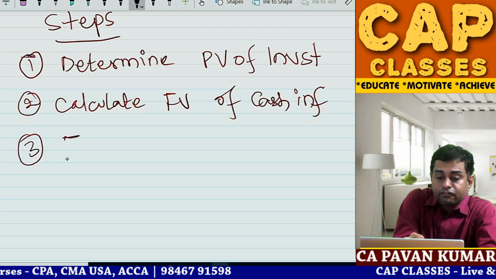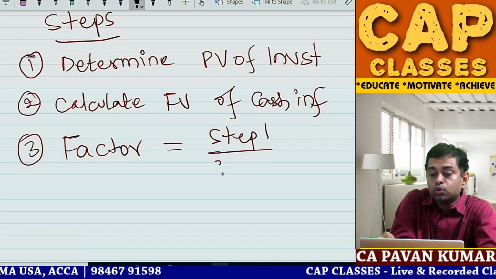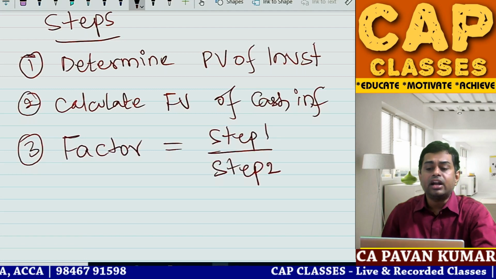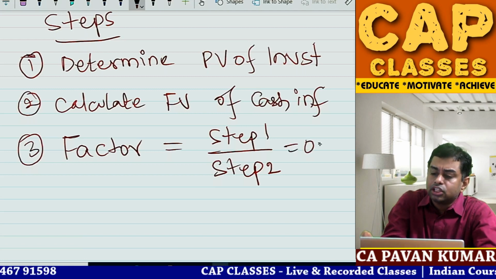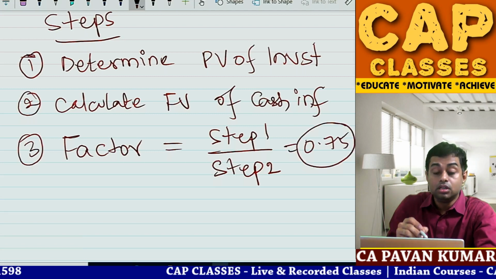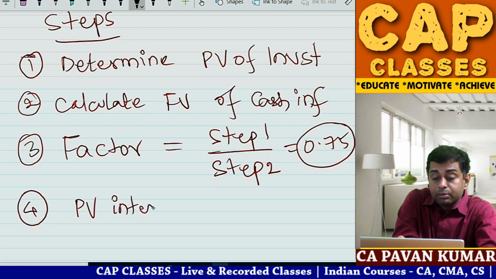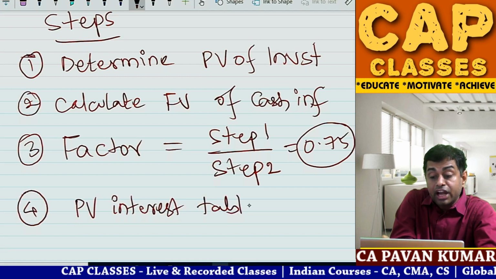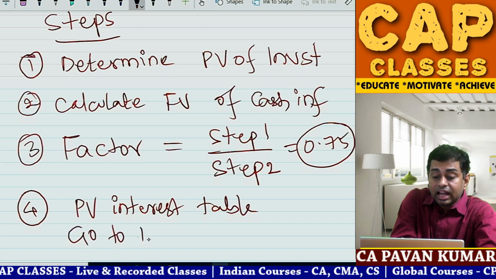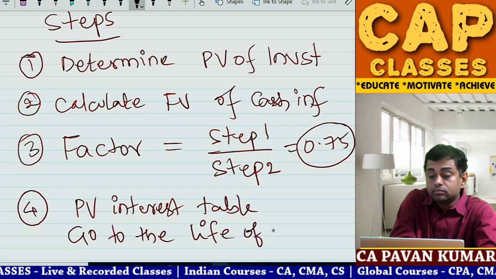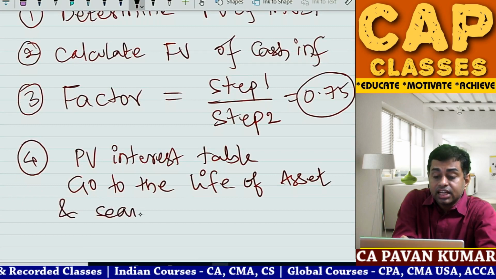Three, calculate factor. What is factor? Is equal to step 1 by step 2. Say for example it comes to 0.75. Four, go to present value interest table. Not present value annuity table, just go to normal present value interest table. Go to the life of asset and search for above number.